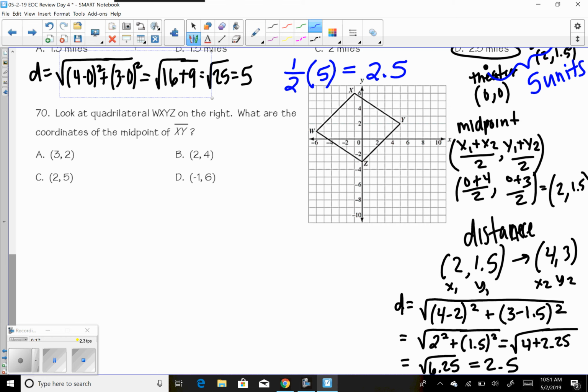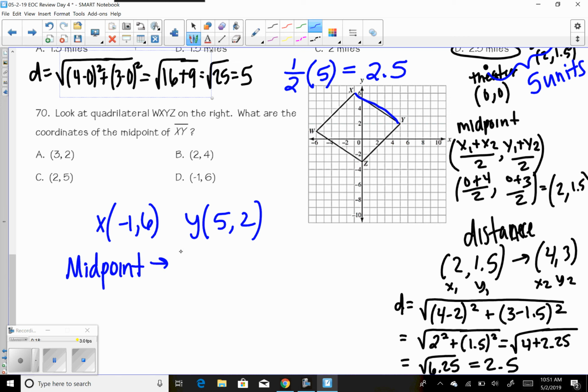Look at the quadrilateral W, X, Y, Z on the right. What are the coordinates of the midpoint of X, Y? Okay, so the midpoint coordinates of X, Y. You need to know the coordinates of X. X is -1, 6. Y is 5, 2. And you're finding the midpoint.